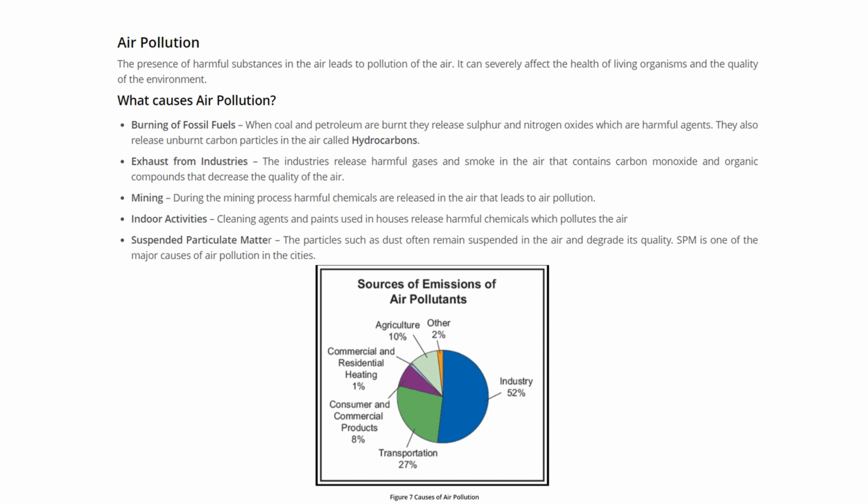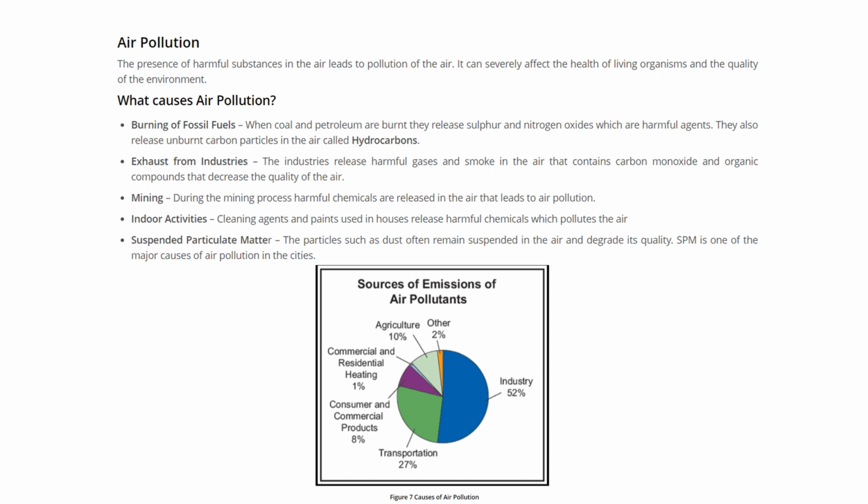So particles such as dust often remain suspended in the air and degrade its quality. So suspended particulate matter is one of the major causes of air pollution in the city. That is, dust is known as suspended particulate matter. So here is the graph showing the sources of emissions of air pollutants.